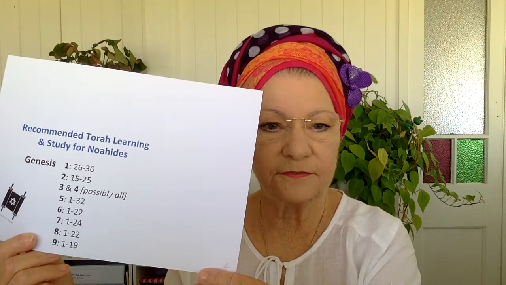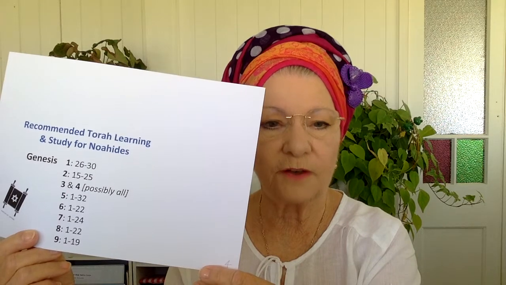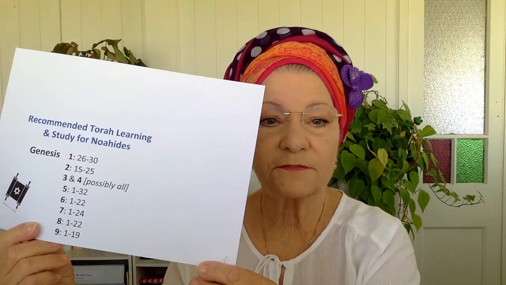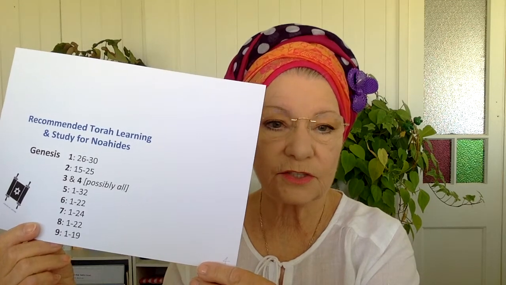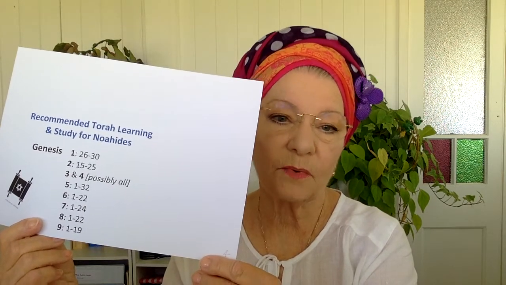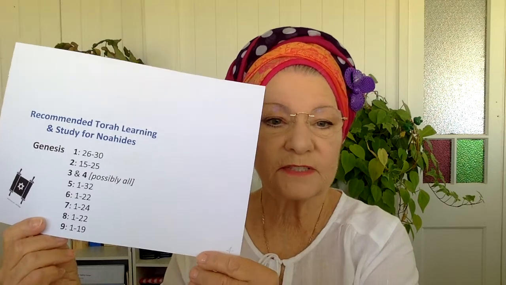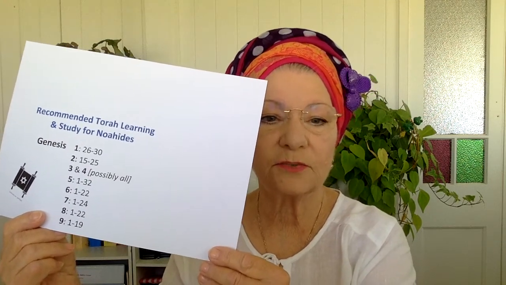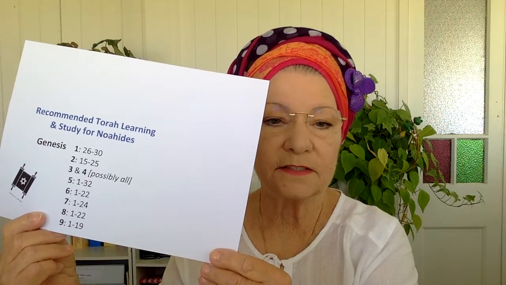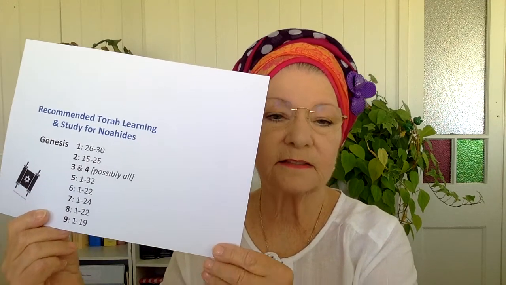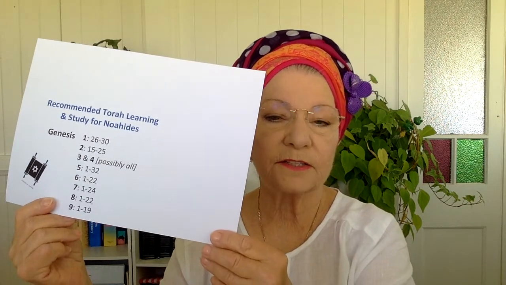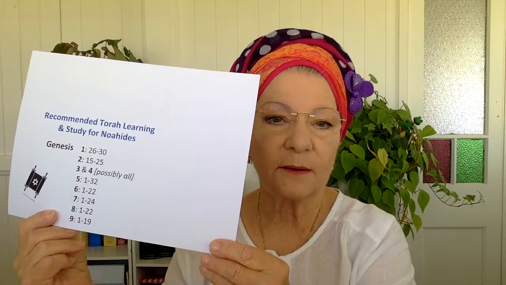Genesis chapter 2 verses 15 to 25, chapters 3 and 4 possibly all, chapter 5 verses 1 to 32, chapter 6 verses 1 to 22, chapter 7 verses 1 to 24, and Genesis chapter 8 verses 1 to 22, Genesis chapter 9, 1 to 19. So that is a brief overview.